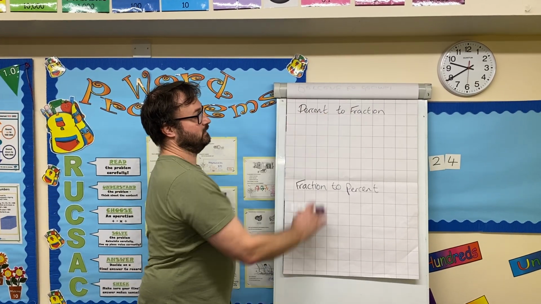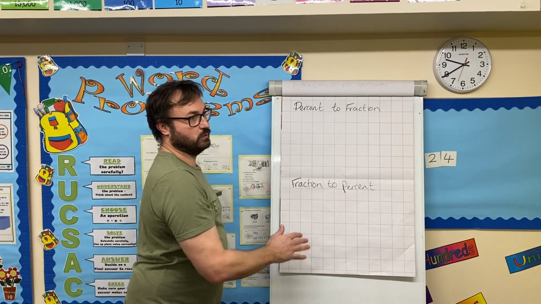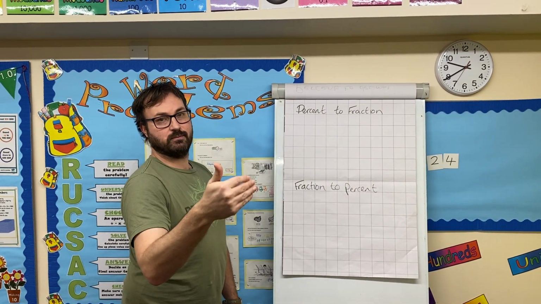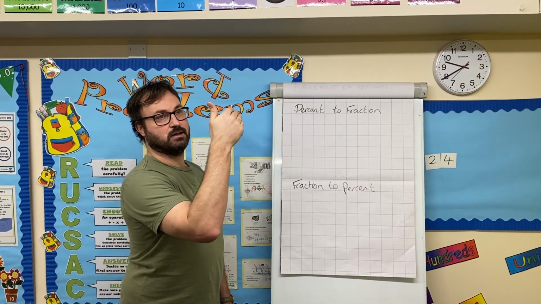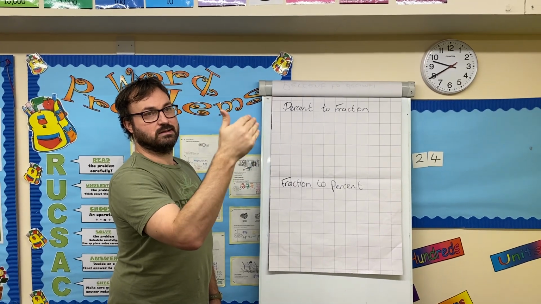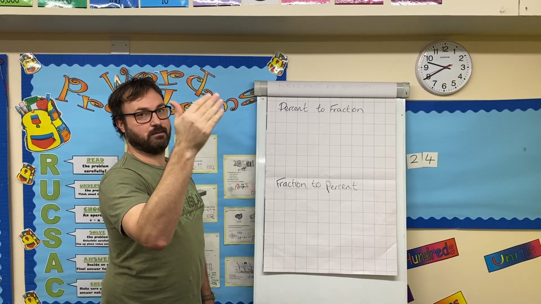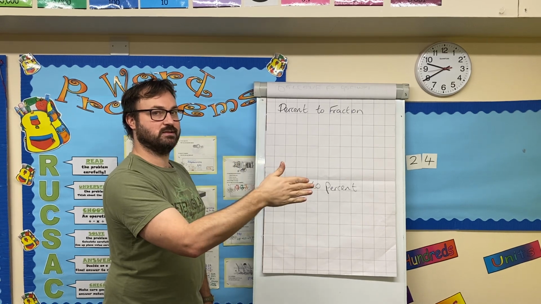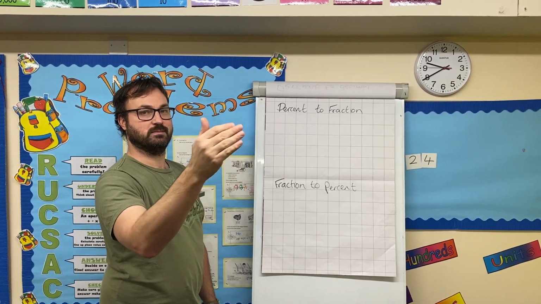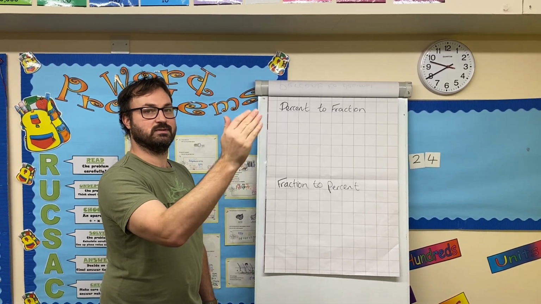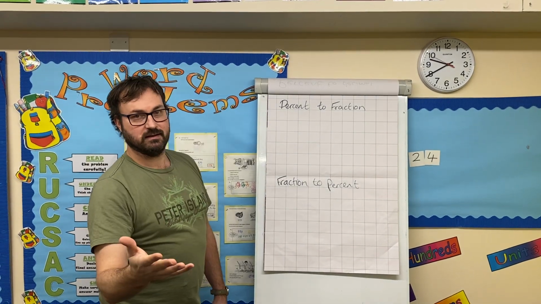So, percent to fraction, fraction to percent. This bit's pretty straightforward. This all fits in with the unit of work in year 6 that is going from fractions to decimals to percents, percents to decimals, and decimals to fractions. You get the idea.